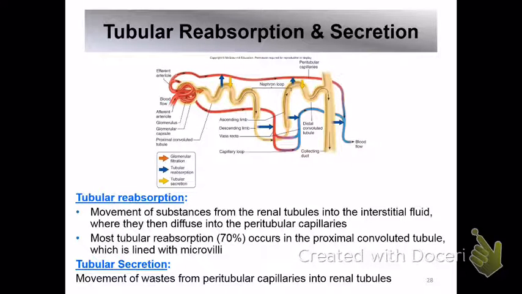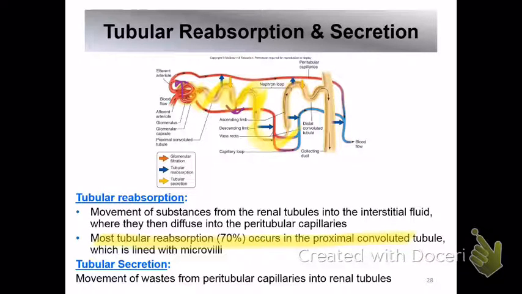So if you'll remember, glomerular filtration was out of the blood into the tubule. I can't really draw that, can I? Out of the blood into the tubule. Now we're going from the tubule back into the blood. Now highlight this. Tubular reabsorption, 70% occurs in that convoluted tubule. So most of it occurs right here. Only 30% occurs in the downward.